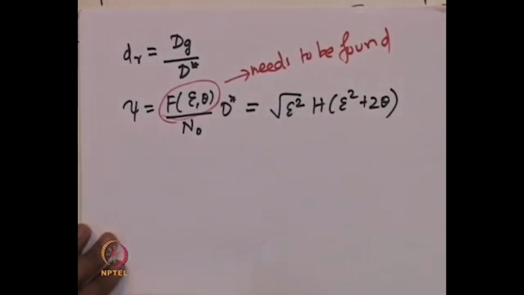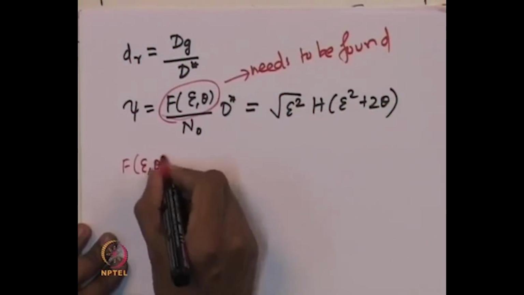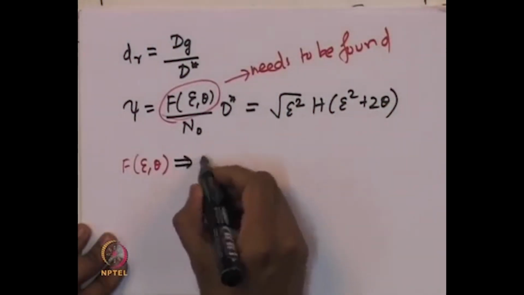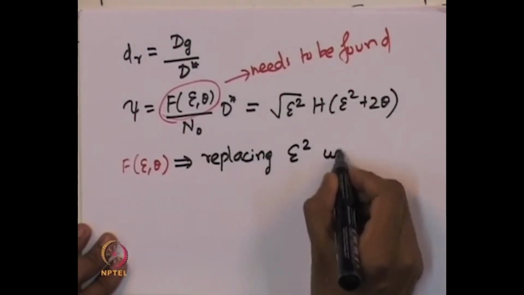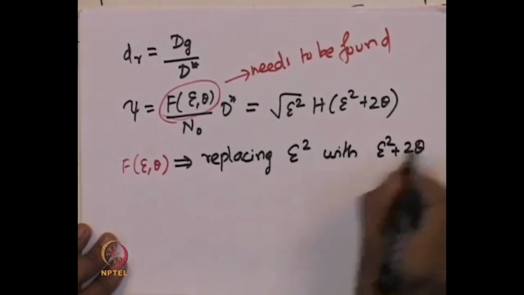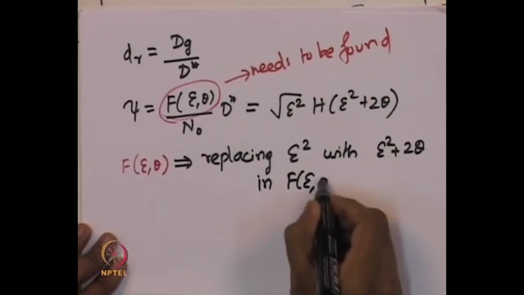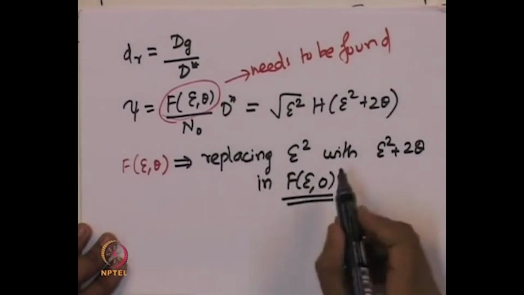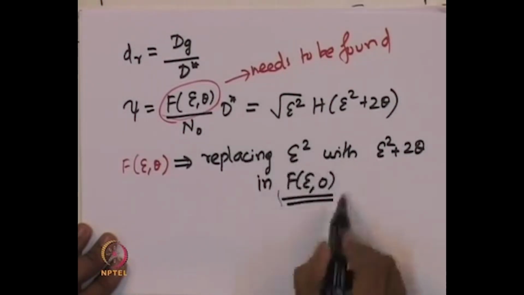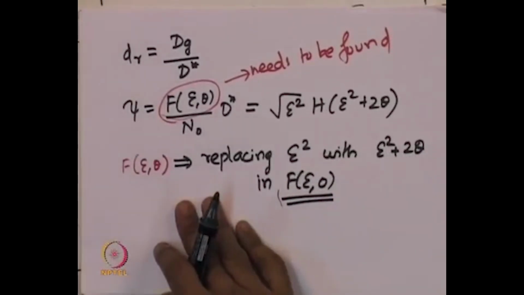the distribution at the initial state where the reaction has not started, then f of epsilon comma theta can be obtained by simply replacing epsilon square with epsilon square plus 2 theta in f of epsilon comma 0. So, note that this is the initial distribution, and the final distribution can simply be obtained by replacing epsilon square in this initial distribution with epsilon square plus 2 theta. So, that serves as the solution methodology.